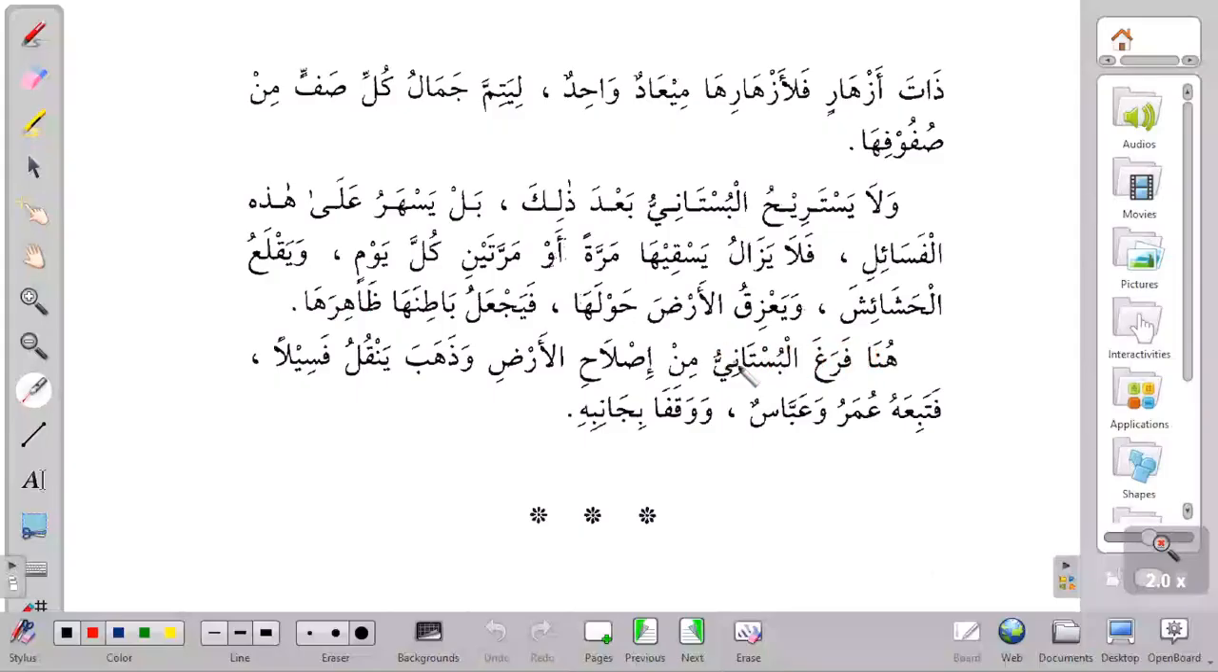هُنَا فَرَغَ الْبُسْتَانِيُّ مِنْ إِصْلَاحِ الْأَرْضِ. There, when he got to this point of his explanation, the bustani, the gardener, finished, faragha, min islah al-ard, from correcting that portion of the earth. وَذَهَبَ يَنْقُلُ فَسِيلًا, and then he went to carry fasilan, his seedlings. فَتَبِعَهُ عُمَرُ وَعَبَّاسٌ, and Umar and Abbas followed him, وَوَقَفَا بِجَانِبِهِ, and they stood by his side.